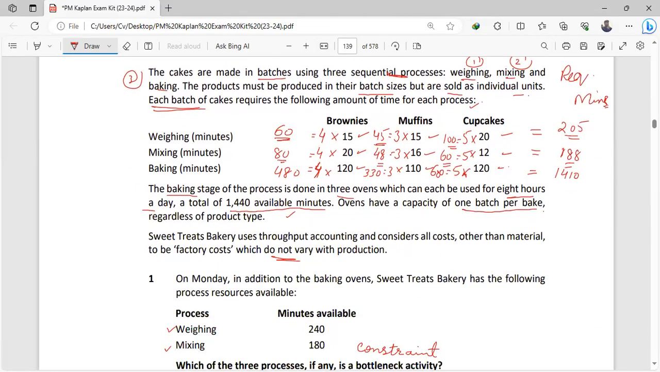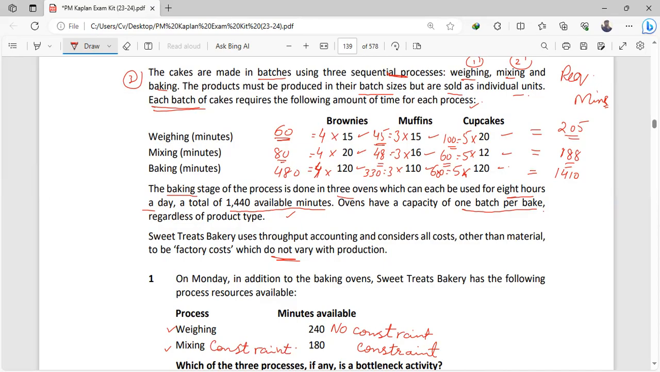Required minutes are 205 for weighing, 188 for mixing, and 1410 for baking. Required time for weighing is 240 and we are asking for 205. It means here we can say that there is no constraint. For mixing we require 188, but we have 180. So it is in constraint. We are facing the limiting factor of mixing.